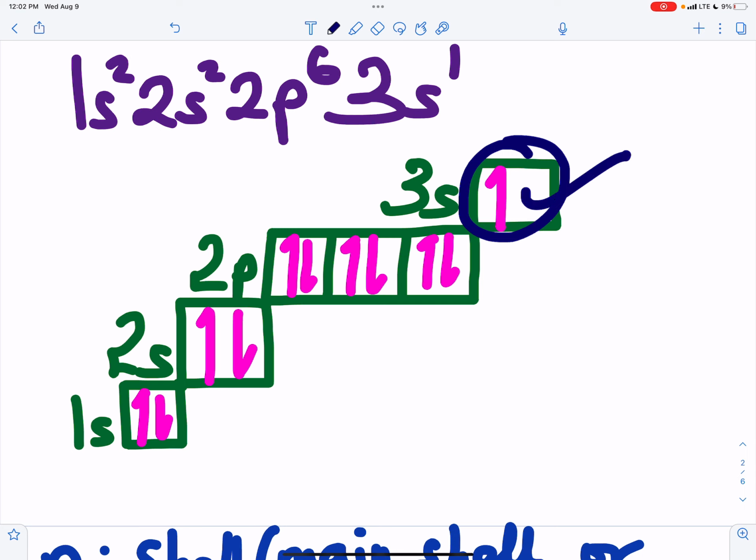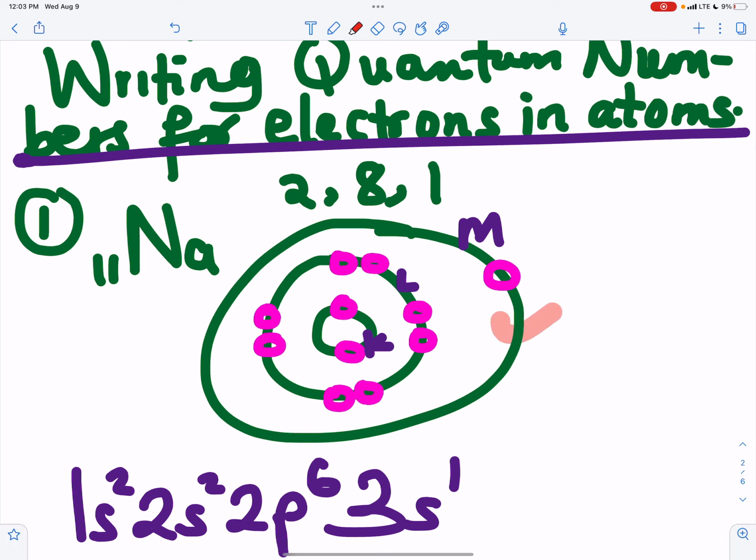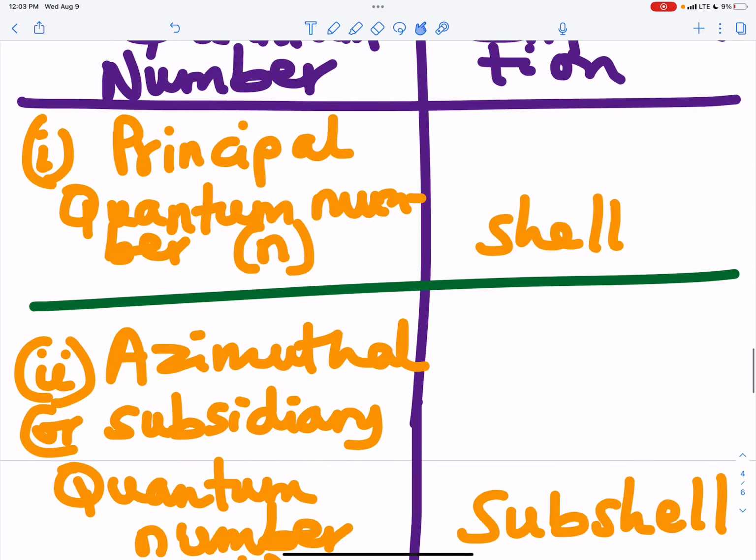This last electron, as you can see here, is in the 3rd shell, shell M. This is the electron that we are referring to. It's in the 3rd shell. That means its N value will be what? 3, because it is in the 3rd shell. Are you getting what I'm saying? That electron is in the 3rd shell.